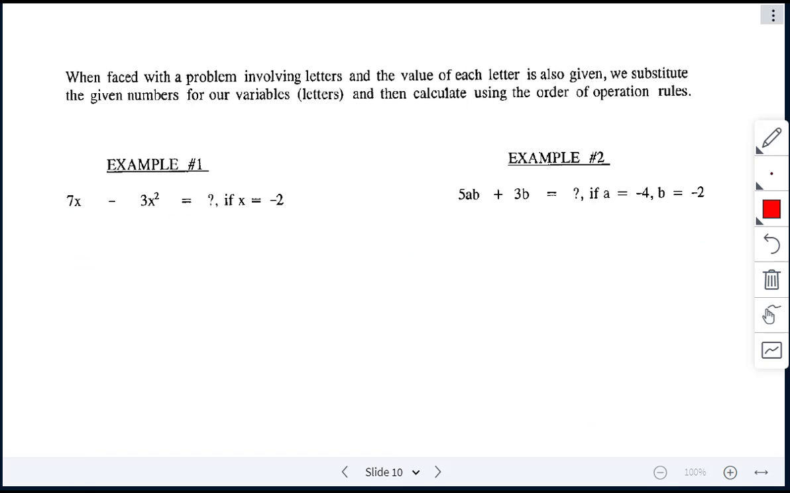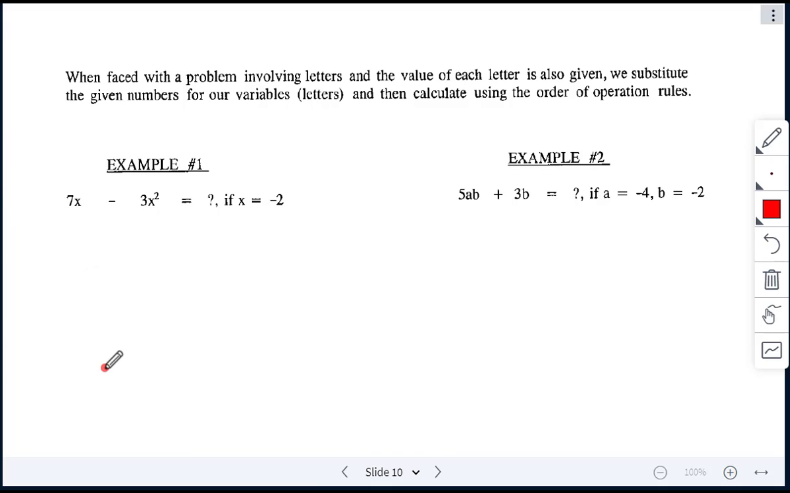All right, so here, these types of questions, these are substitution questions. Our equations here have variables inside of them. Variables are letters. So on the side here, we are given what the value of each letter is. So for example, here we're told that x is equal to -2. So we just have to substitute that into our equations wherever we see x.